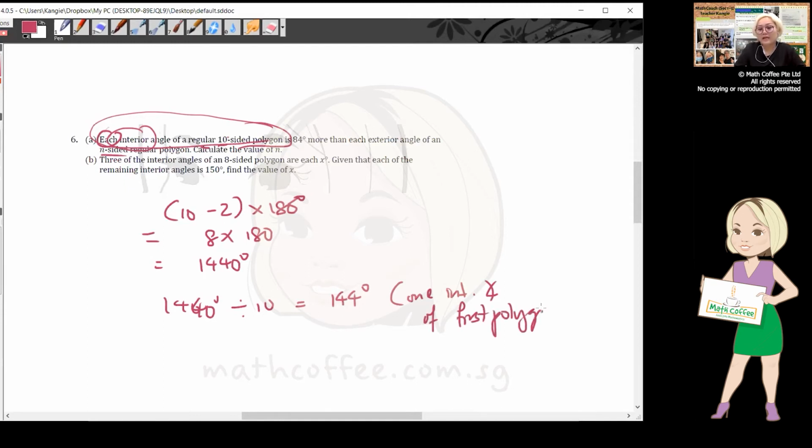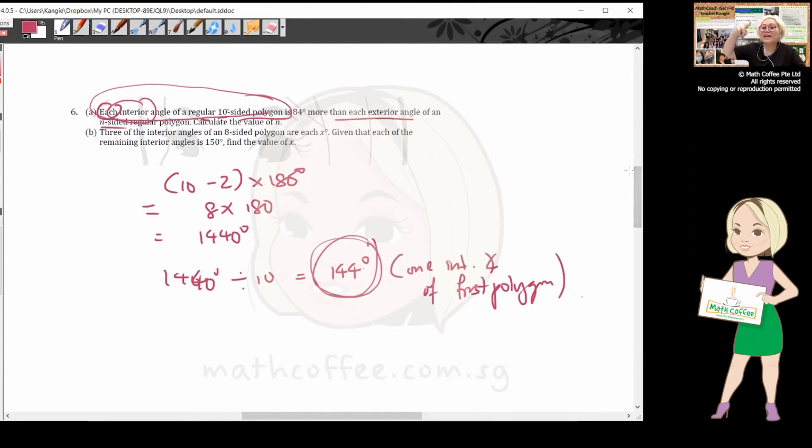Because there are two polygons here, don't get confused. Then they say this is 84 degrees more than the exterior angle of an n-sided regular polygon. Since this one is more, to find the exterior angle of the other polygon, I simply take 144 degrees minus 84.